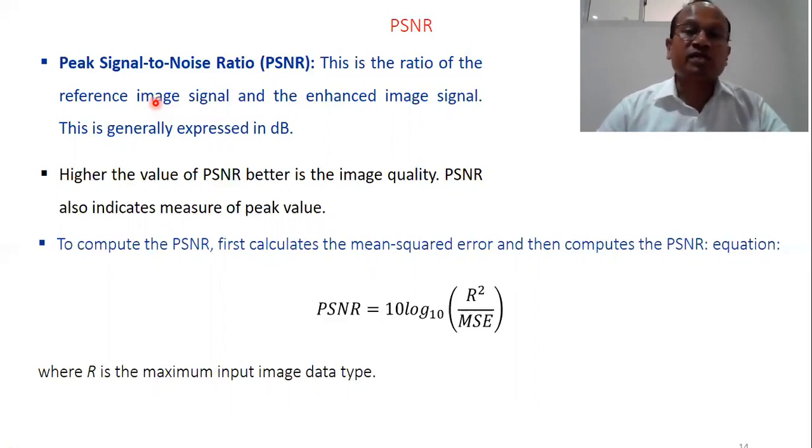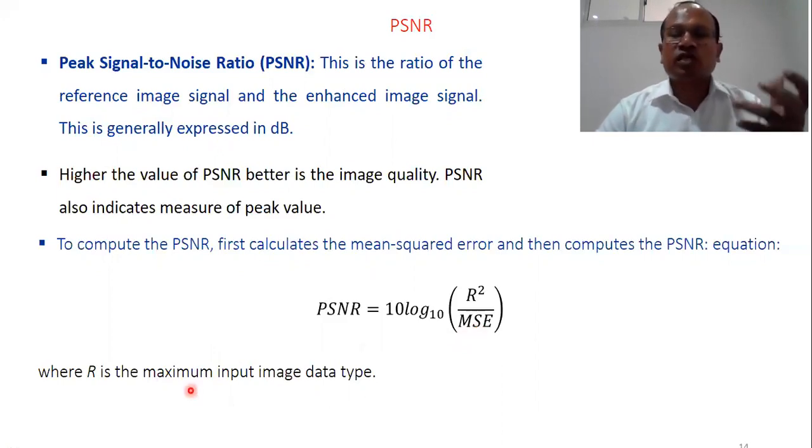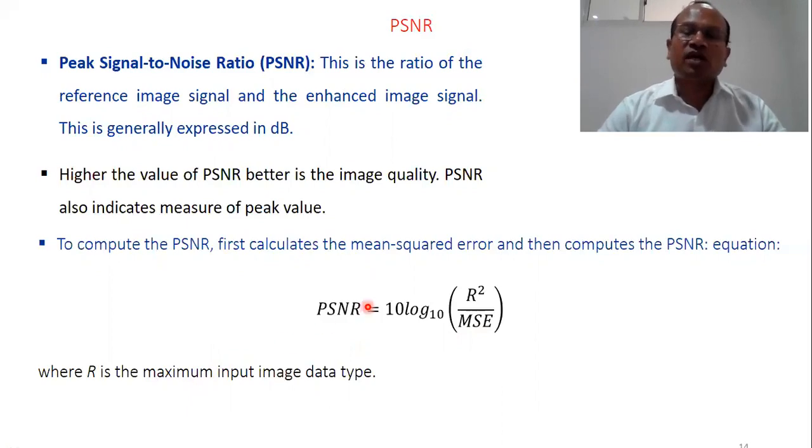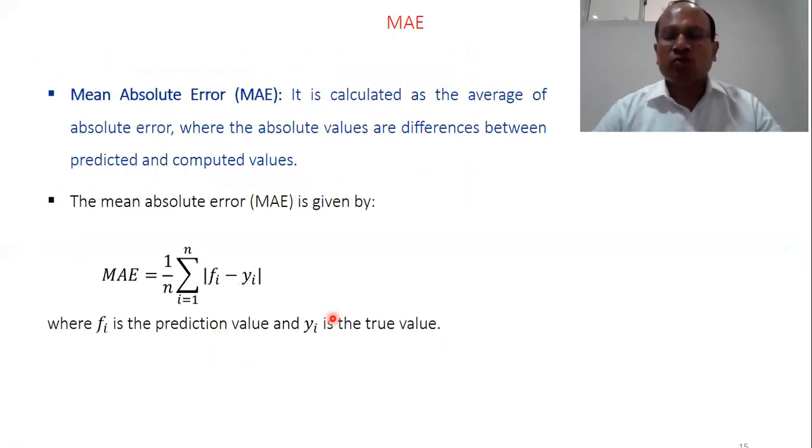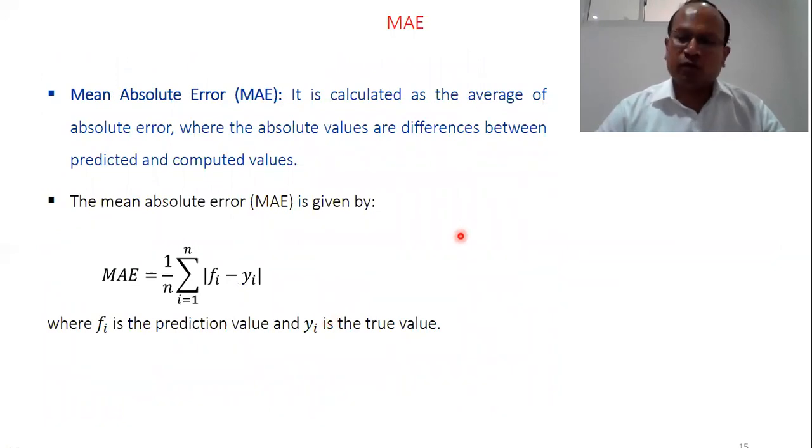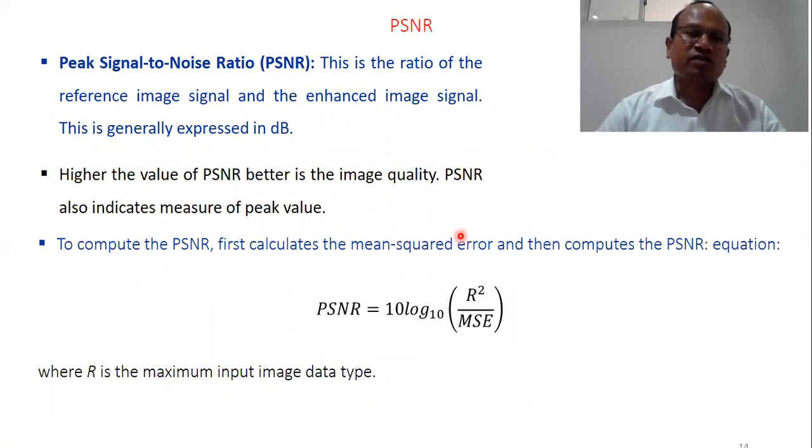PSNR also indicates a measure of peak value, and when we have MSE and R, that is the maximum input data type range, we can calculate the PSNR using this. Then we can convert it to dB also. If you want it in dB, we can convert it as well, just taking 20 log of this. This formula is already in dB because power calculation is there, so it's 10 log.